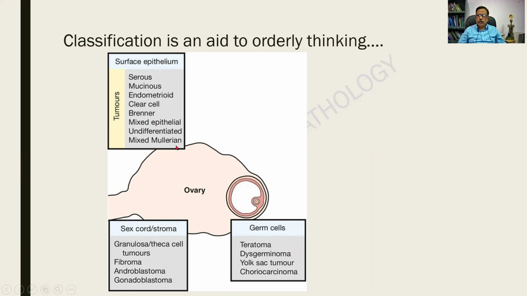Don't think that the list is too long. Mixed Mullerian also was asked as a university question from one of our medical colleges for undergraduates. Second, stroma. From this we have got the granulosa theca cell, fibroma, androblastoma, gonadoblastoma. And finally, the germ cell tumors: teratoma, dysgerminoma, yolk sac tumor, and the choriocarcinoma. These are the things that we people should remember.